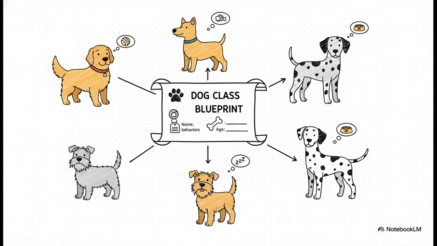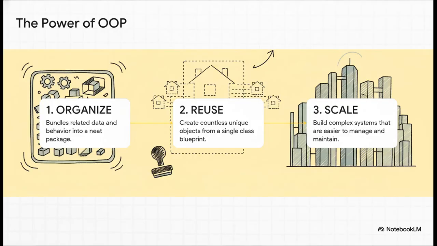That's incredibly powerful. So when you boil it all down, it comes to this. OOP lets you organize your code by bundling data and behavior together. It lets you reuse that code by stamping out as many objects as you need from a single blueprint. And because of those two things, it lets you scale. You can build huge, complex programs that are actually manageable, readable, and way easier to maintain.